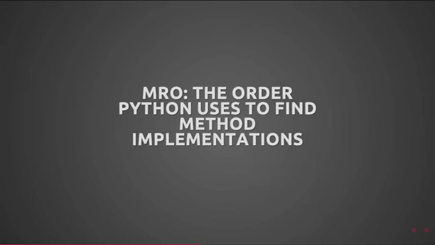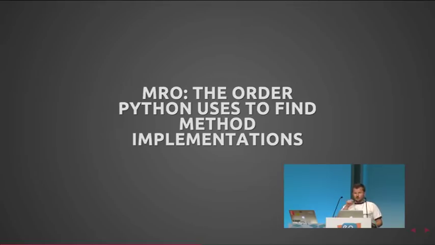As I said, this is useful. This is used for all method resolution. So when you call d.foo, the method resolution order is used by Python to figure out which of these classes implements foo. And the first one that has foo is the one that gets used. That's fundamentally what MRO is.